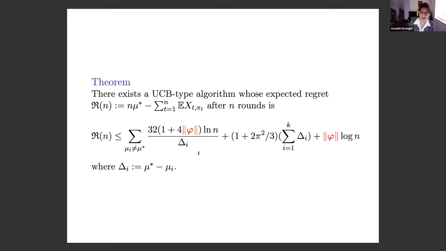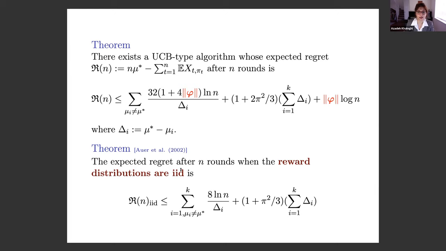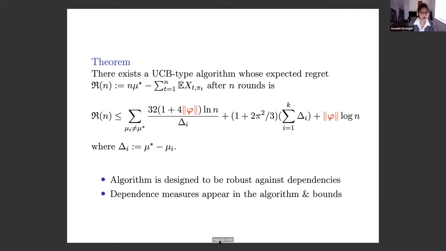So let's compare this to the IID setting. In the IID setting, with the strategy that I described in the beginning of the talk, you would end up with such a bound on the regret. Now here, even though we have dependence and everything, we can still derive a bound that is only a factor of 4 different from the case where the rewards are IID. So in other words, the algorithm is robust against the dependencies. And what is also cool, in my opinion, is the fact that the dependence measure, being the sum of the mixing coefficients, appears in the bound and in the algorithm.